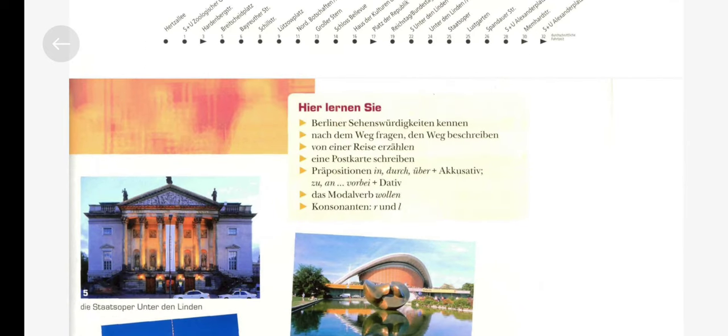Von einer Reise erzählen. To explain someone about the trip. Eine Postkarte schreiben. To write a postcard. Preposition: here you will learn the prepositions in, durch, über. These are the prepositions of accusative case. Zu, an, vorbei. These are the prepositions of dative case.